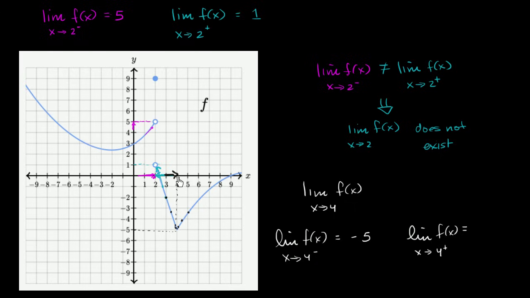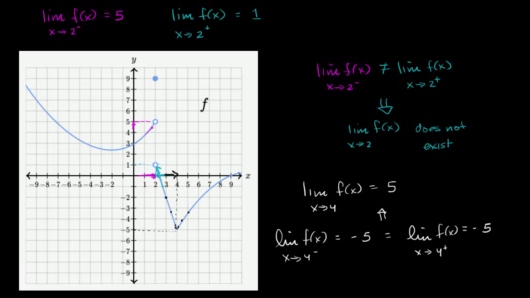We are approaching 5. Even if f of 4 was not defined, on either side, we would be approaching 5. Or, sorry, we would be approaching negative 5. So this is also approaching negative 5. And since the limit from the left-hand side is equal to the limit from the right-hand side, we can say, so these two things are equal, and because these two things are equal, we know that the limit of f of x as x approaches 4 is equal to 5.